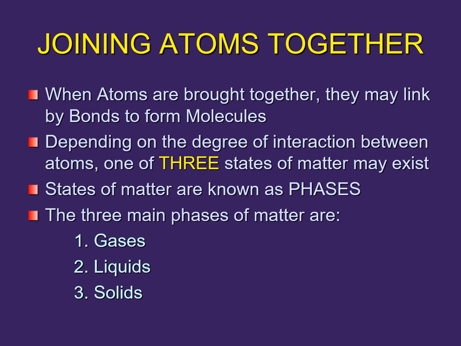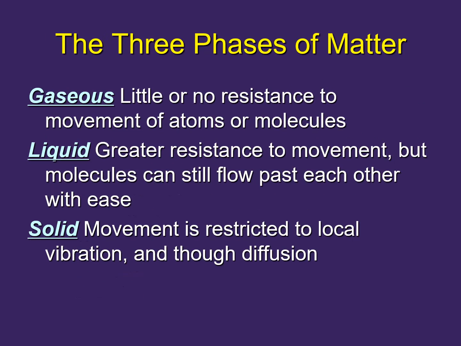Joining atoms together. When atoms are brought together, they may link by bonds to form molecules. It is called a primary bond. Depending on the degree of interaction between atoms, we get three phases, which are gases, liquid, and solid. A phase is a structurally homogeneous part of the system. As we said, the three phases are gas, liquid, and solid.